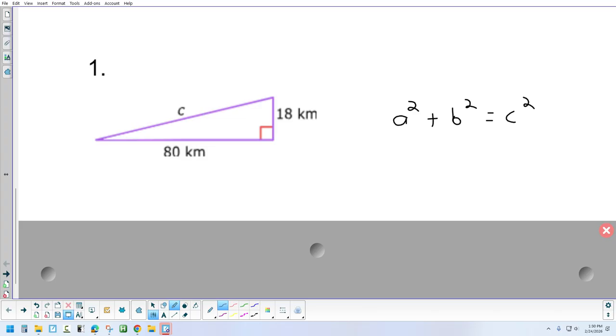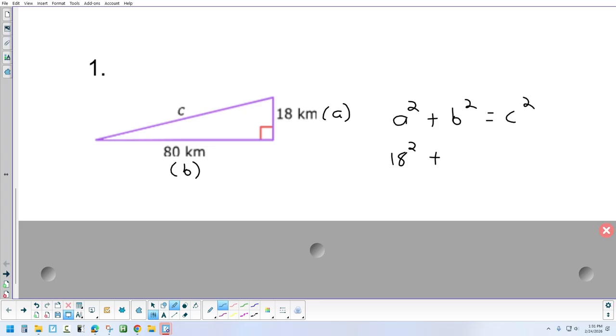Yeah, go ahead. 18. Yep, the 18, that one could be A, sure. So if that one's A, Micah, which one is B? 80. Yep, that's going to be the B. So now we just have to plug them in and see what we get. Colin, what are we going to plug in for A? Whatever 18 times 18 is. Yeah, we'll figure that out. But for A, we're just going to plug in 18.